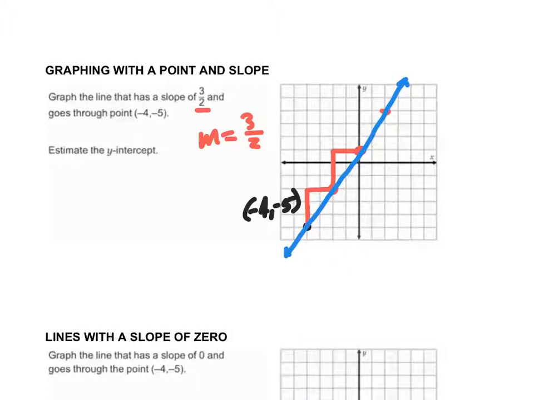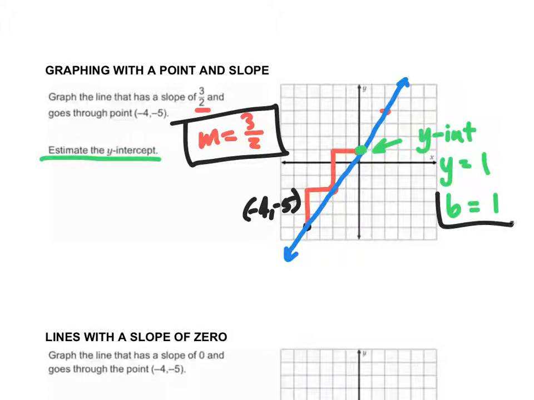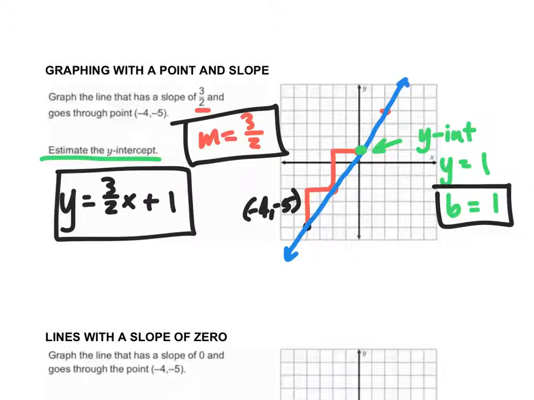Now, what I know is that it wanted us to estimate the y-intercept, but if we look here, the y-intercept occurs at y equals 1. So here's what I know, that b is equal to 1. So if I have my slope m and y-intercept b, I can write my equation: y is equal to 3/2 x plus 1.